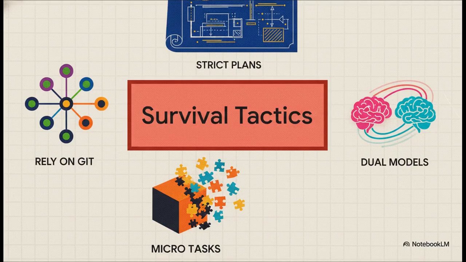So, what are the community survival tactics if you want to use this thing? Well, successful users agree. You have to rely heavily on Git version control, so you can easily hit undo on any AI chaos. You absolutely must break large projects down into micro-sized tasks. A lot of people are using a dual model flow, having Gemini Flash quickly write the code and then bringing in Claude to thoroughly review it. And above all else, you have to write incredibly strict architectural plans before you let the agent execute a single thing.